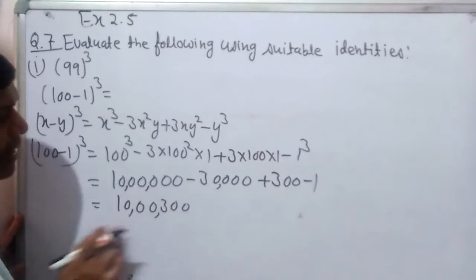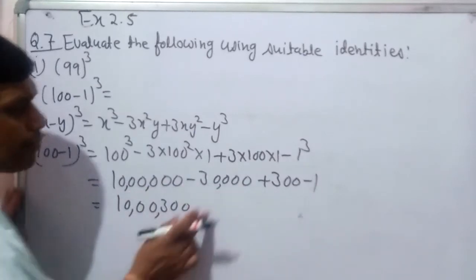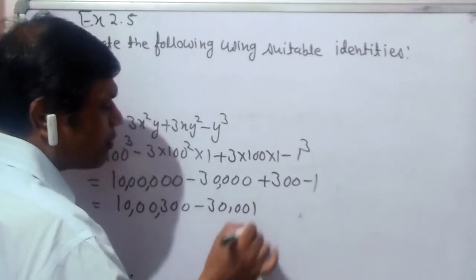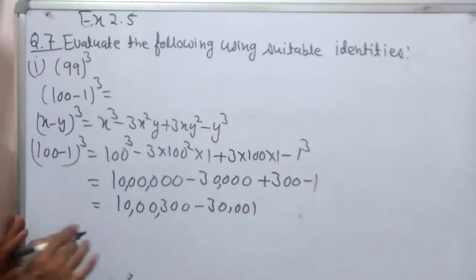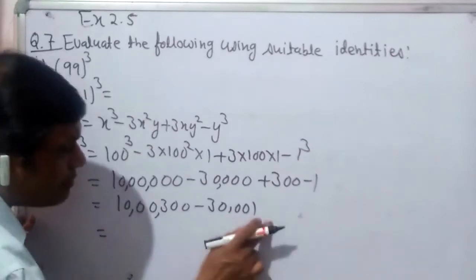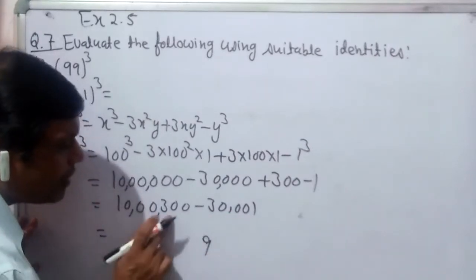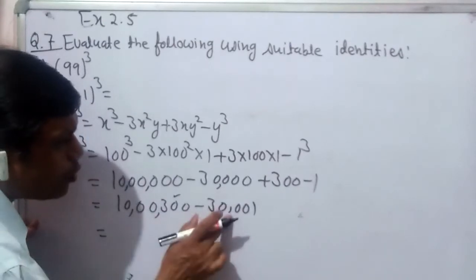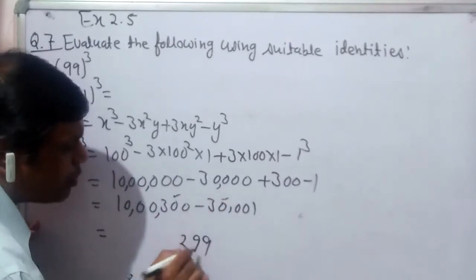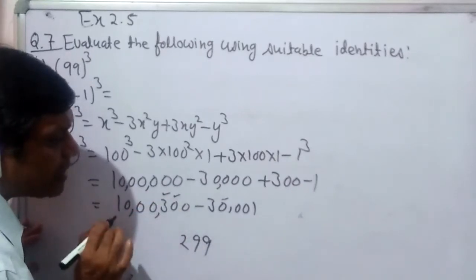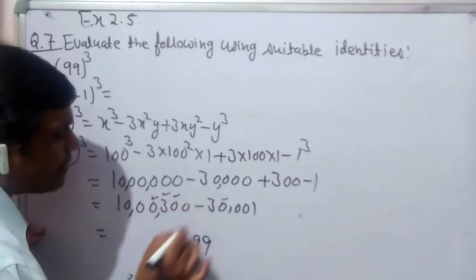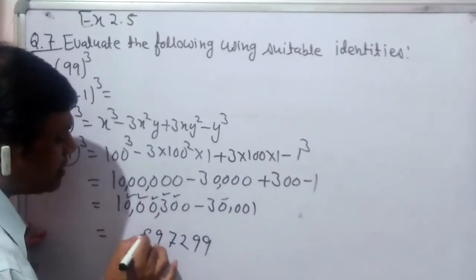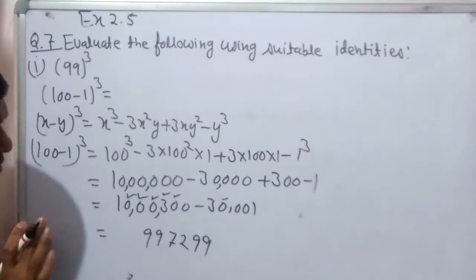So that is giving us 10 lakh 300, adding them up, and this should give us minus 30,001. You have to simply subtract them place by place. 10 minus 1 gives us 9. This remains as 9 minus 0, 9. That was 2 minus 0, that is 2 on the third place. On the fourth place we have 10 minus 3 is 7. Fifth place is 9, sixth place is 9, seventh place becomes 0.